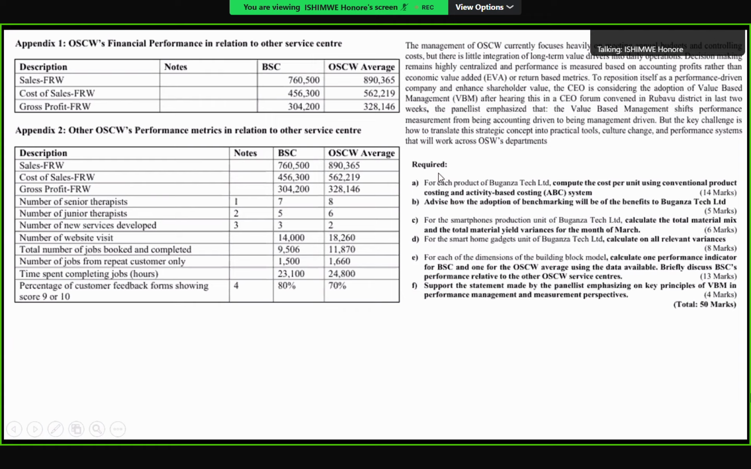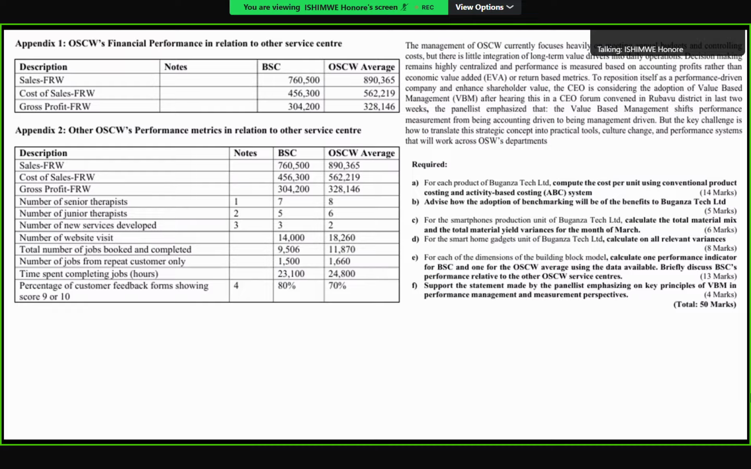This is question 1. Requirement: for each product of Organza Tech Limited, compute the cost per unit using conventional product costing and activity-based costing system. 14 marks. They say to compute. You don't need to interpret. You need only to compute. Then requirement number 2, they say advise how adoption of benchmarking will be of benefit to Organza Tech Limited. This one, of course, we cannot answer right now because I have not covered it, but I can help.